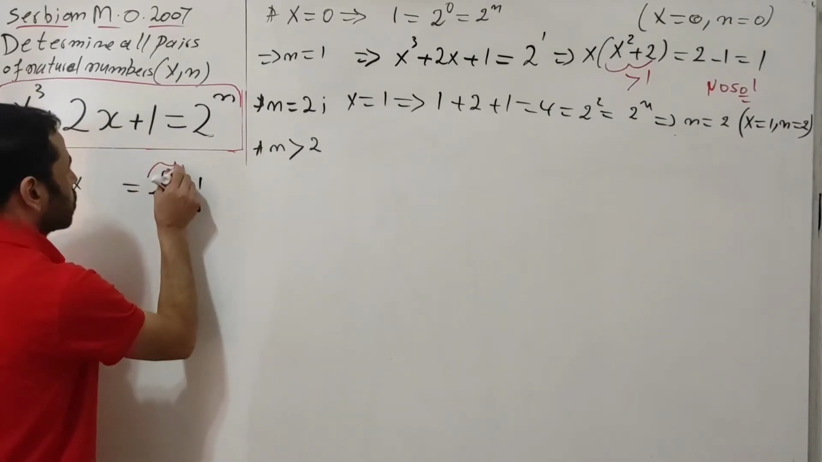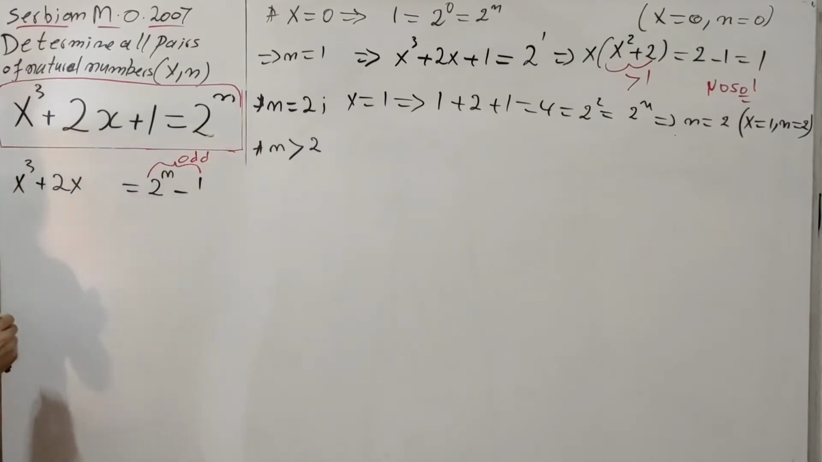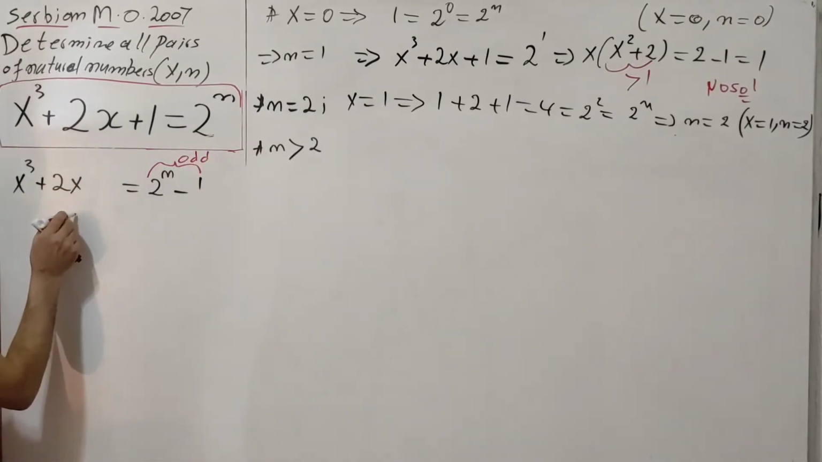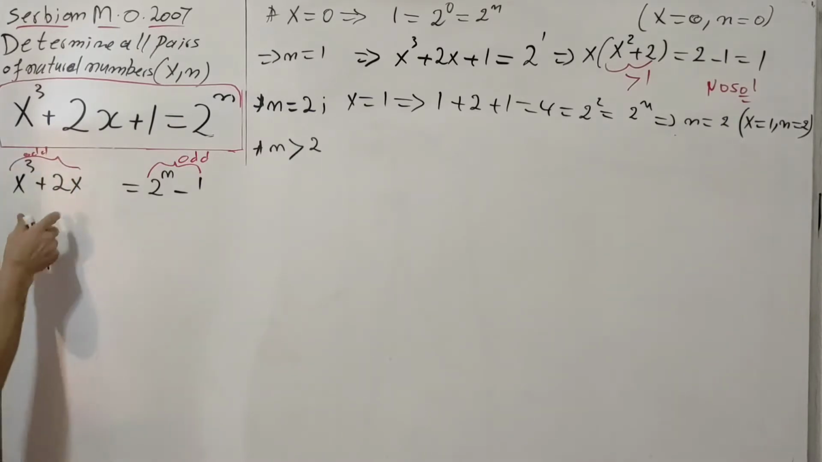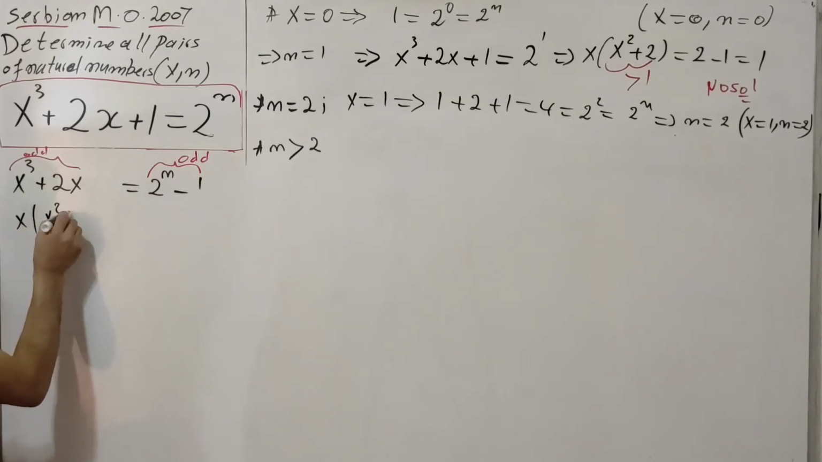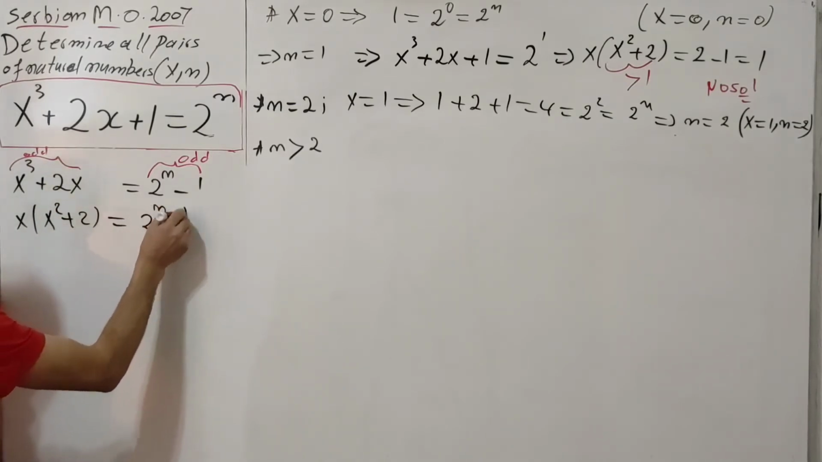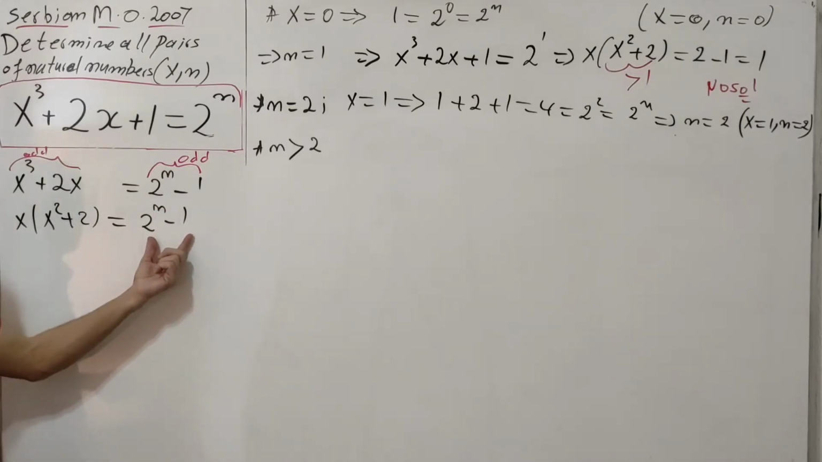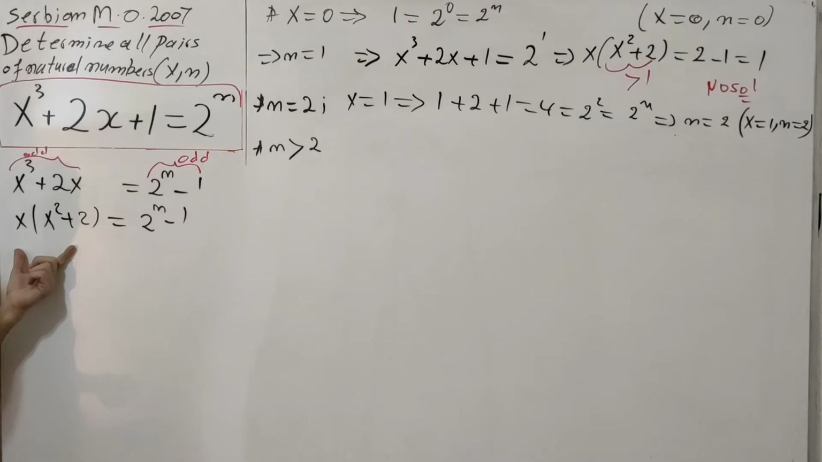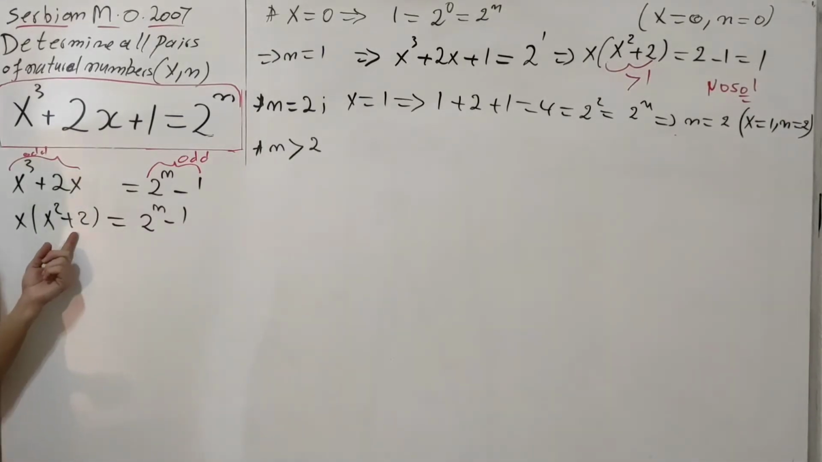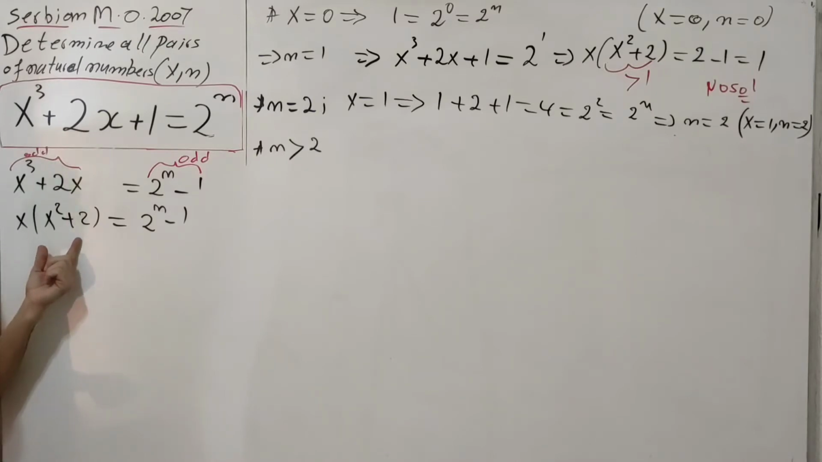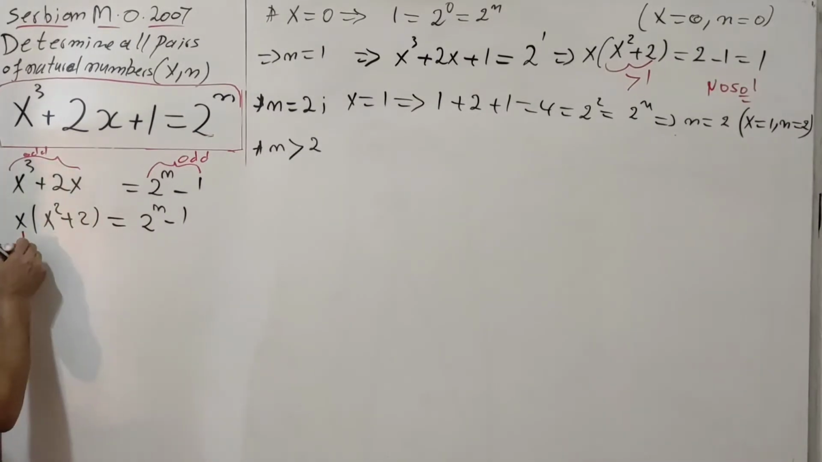Okay, this term is odd. That means the left hand side of this equation must be odd as well. Then I'm going to factor out these two terms. I will have x multiplied by x squared plus 2 equals 2 to the n minus 1. Okay, since the right hand side of this equation is odd and the left hand side of this equation is odd as well, we have the product of these two terms. So that means odd multiplied by odd is always giving you odd. That means x is odd and this term is odd, because this term and this term have the same parity, and the product of two odd numbers always gives you odd. That means x is odd.